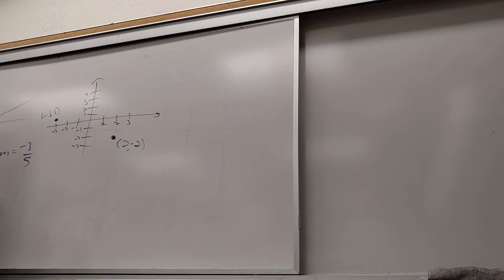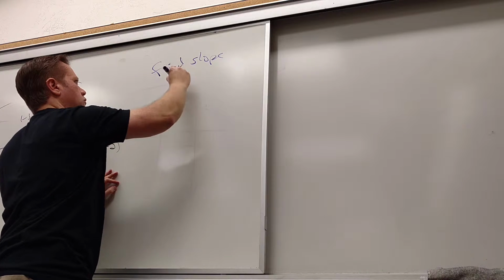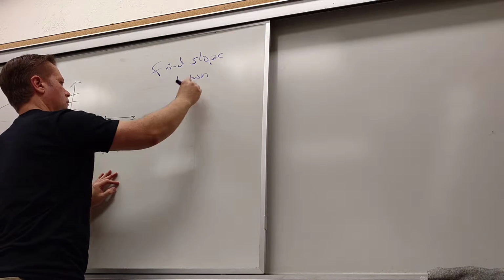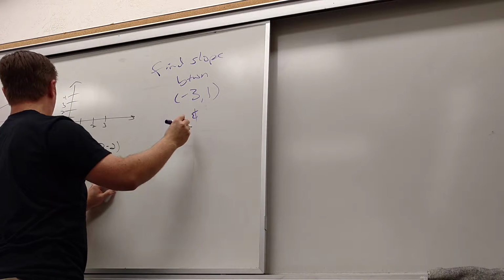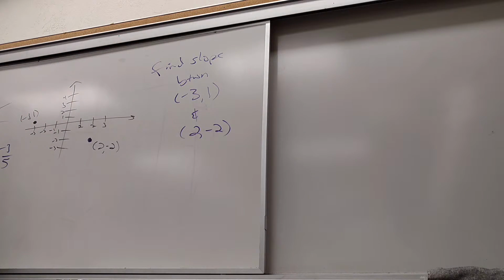So I should be able to do that exact same work without the picture. I shouldn't have to draw the picture. If they just give me, find a slope between negative 3, 1 and 2, negative 2, I should be able to do that algebraically. And really, if you think about it, how much did this change is the difference in the what? Y's.